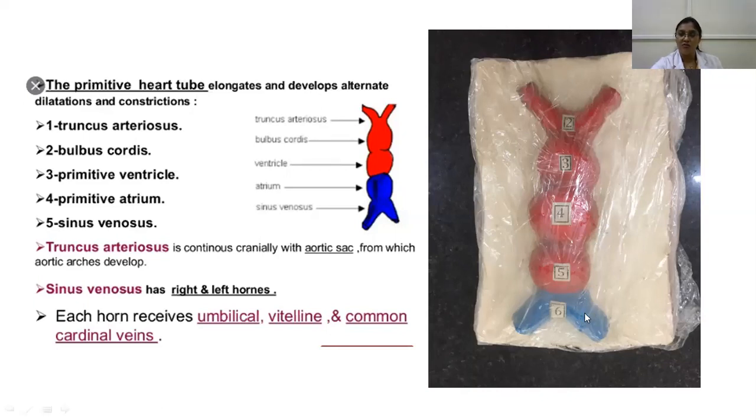These are the horns of the sinus venosus, and each horn receives three veins: common cardinal vein, vitelline vein, and umbilical vein. The common cardinal is formed of, again, two veins, that is your anterior cardinal vein and the posterior cardinal vein. And then they will ask you, what is the fate of each of them? What is the fate of these horns? Fate of sinus venosus: all the blood is going more towards the right side and it merges with the right atrium.